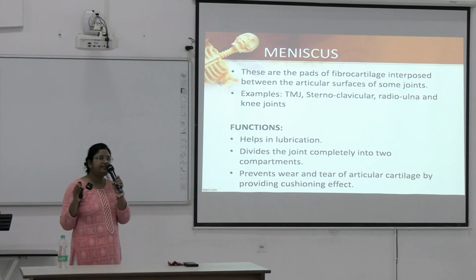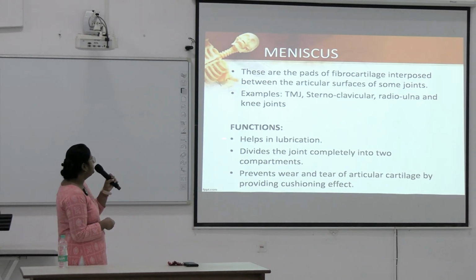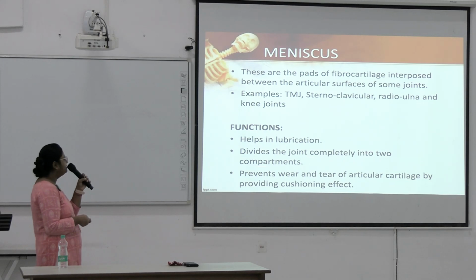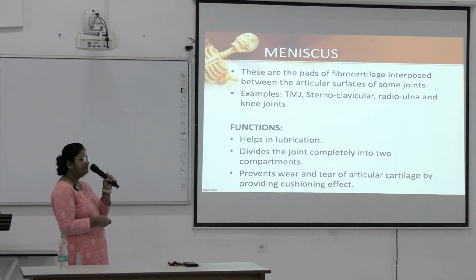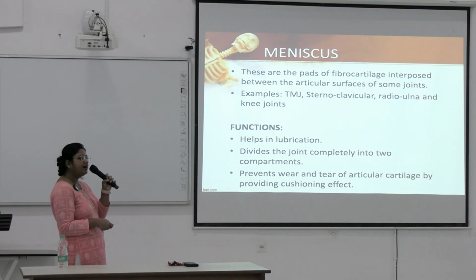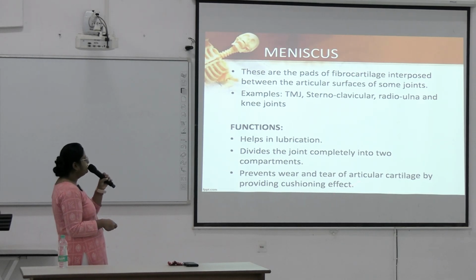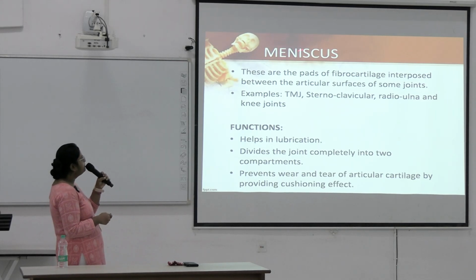Menisci mean cartilaginous discs. What are the functions? It helps in lubrication, divides the joint completely into two compartments and prevents wear and tear of the articular cartilage by providing a cushioning effect. So these are the functions of the meniscus.